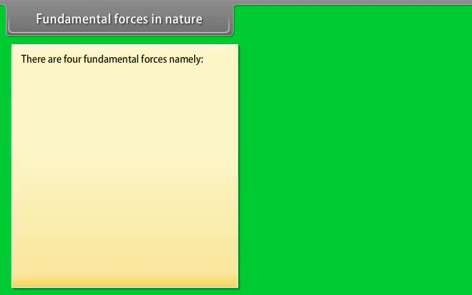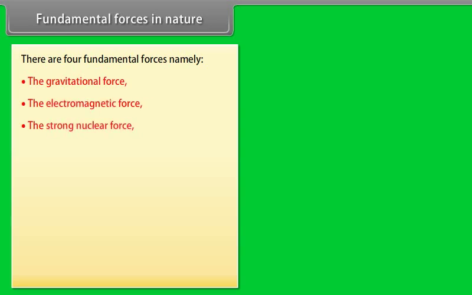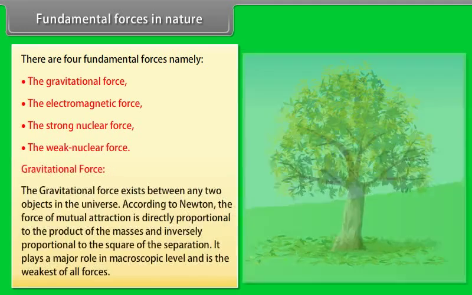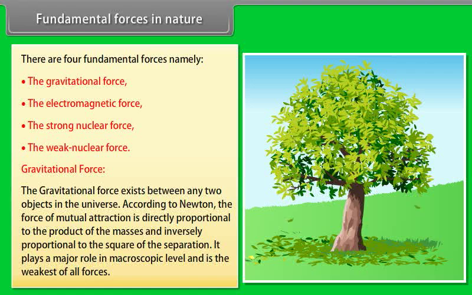Fundamental forces in nature. There are four fundamental forces, namely the gravitational force, the electromagnetic force, the strong nuclear force, and the weak nuclear force. The gravitational force exists between any two objects in the universe. According to Newton, the force of mutual attraction is directly proportional to the product of the masses and inversely proportional to the square of the separation. It plays a major role at macroscopic level and is the weakest of all forces.